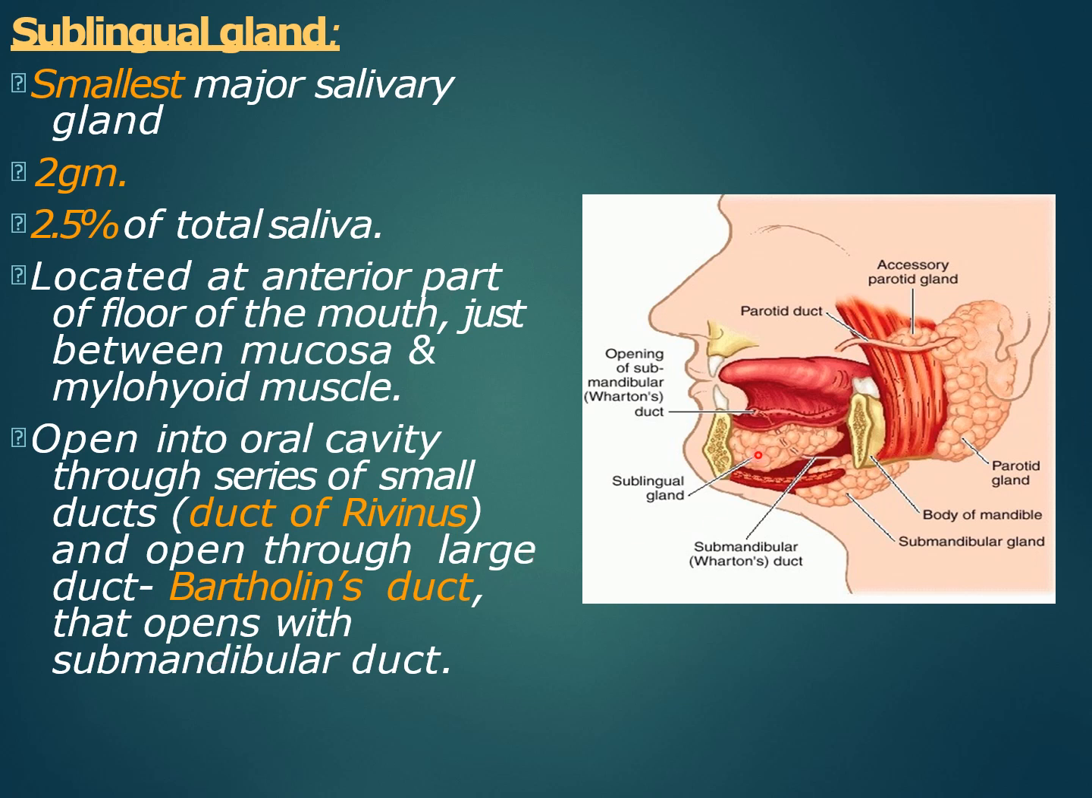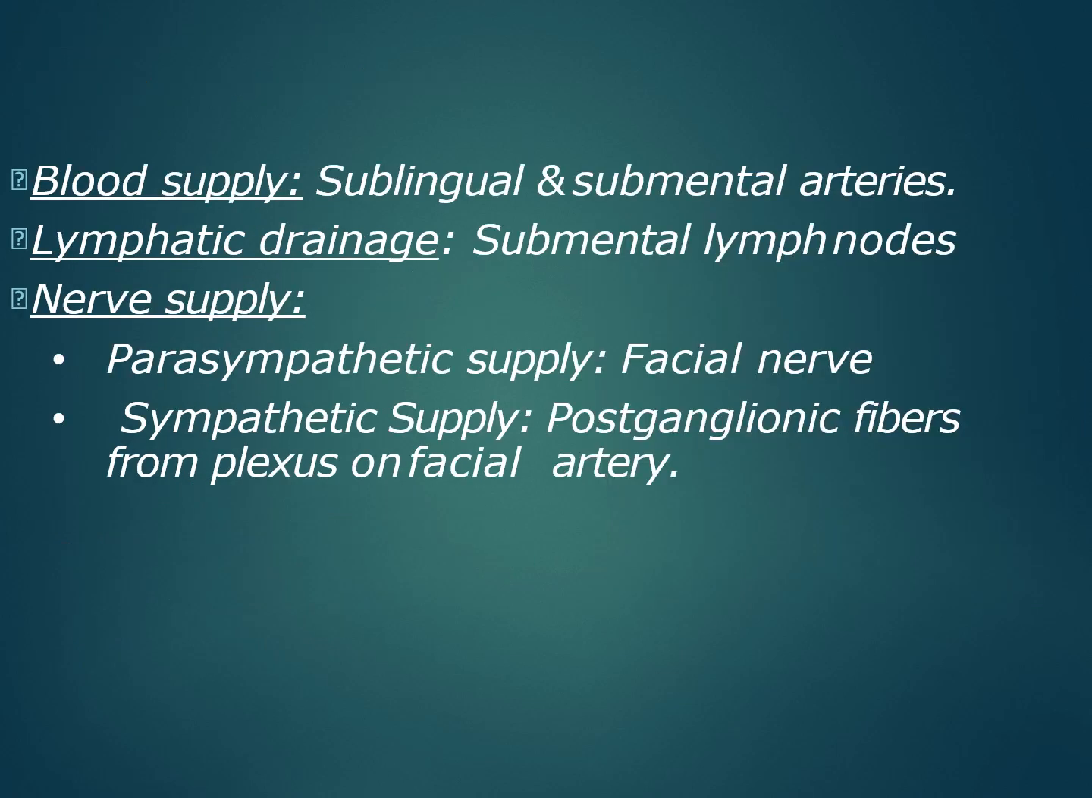As the name suggests, it is situated just below the tongue in the anterior portion. It opens directly into the oral cavity through small ducts called the ducts of Rivinus and a large duct called Bartholin's duct. And this Bartholin's duct opens along with Wharton's duct. Its blood supply is through the sublingual and submental arteries. Lymphatic drainage, submental lymph node. Nerve supply, parasympathetic fibers from the facial nerve. Sympathetic fibers, postganglionic fibers from the plexus on the facial artery.